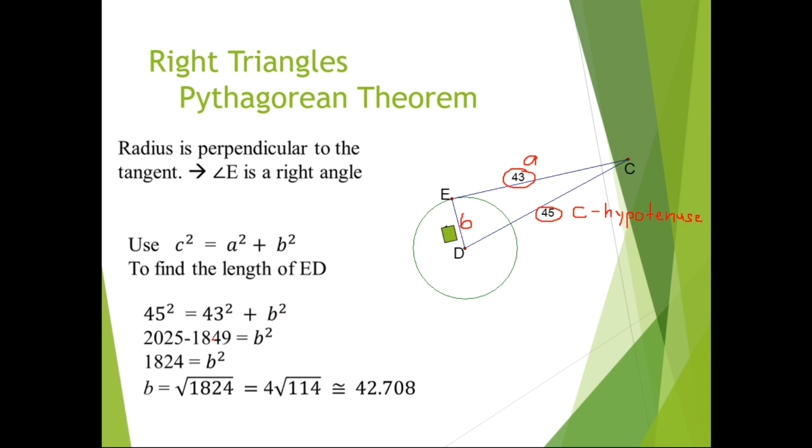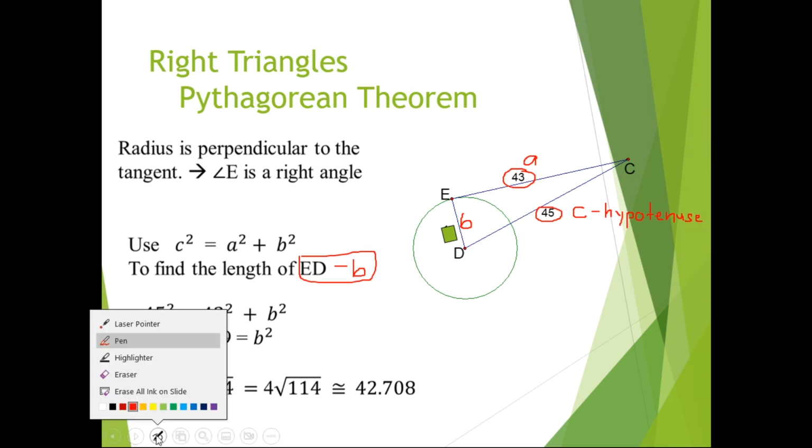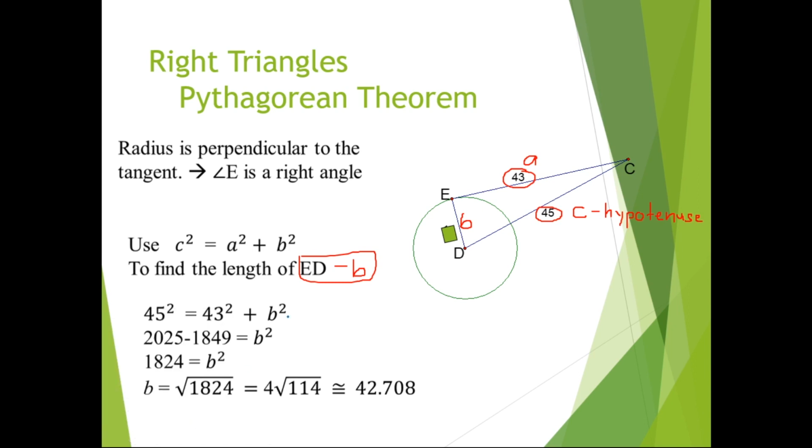We are looking for b. Again, b represents the segment ED. So again, substitute. Notice 45 squared equals 43 squared plus b squared. I will solve this further. 45 squared is equal to 45 times 45, which is equivalent to 2025. Then 43 squared is 43 times 43, which equals 1849.